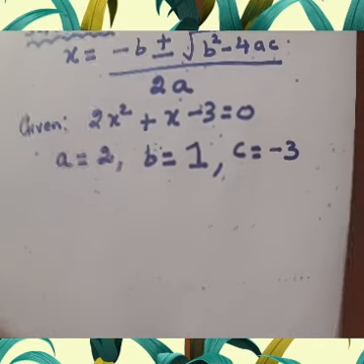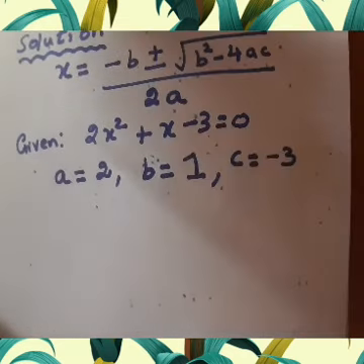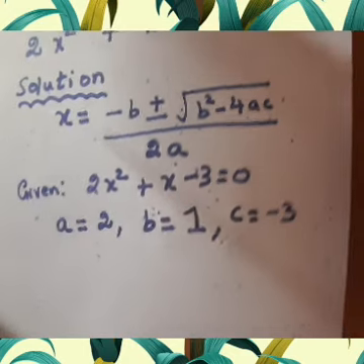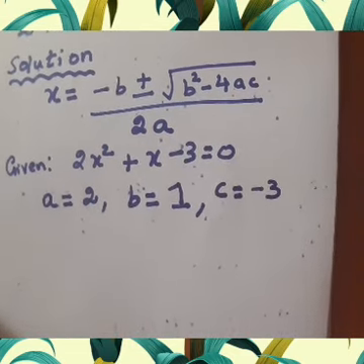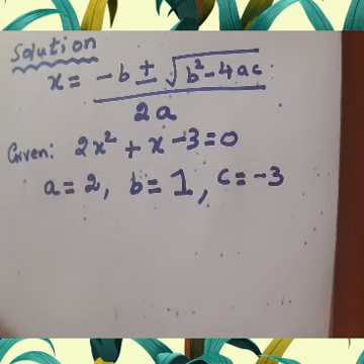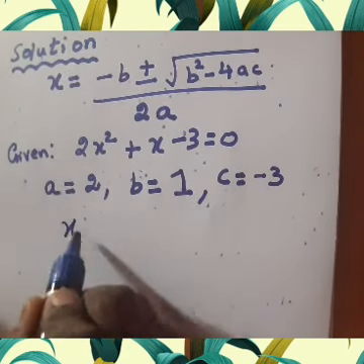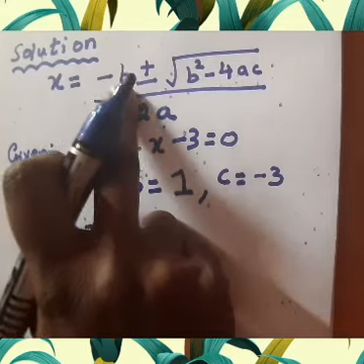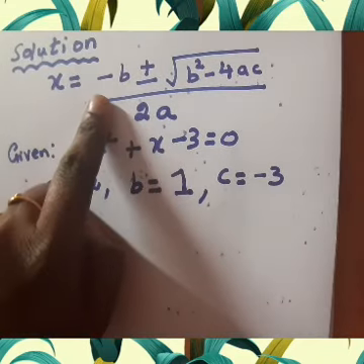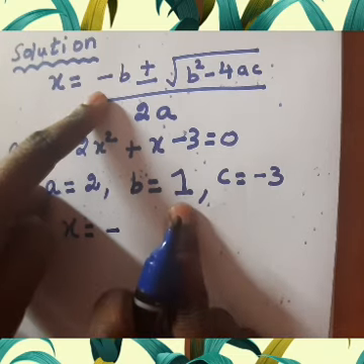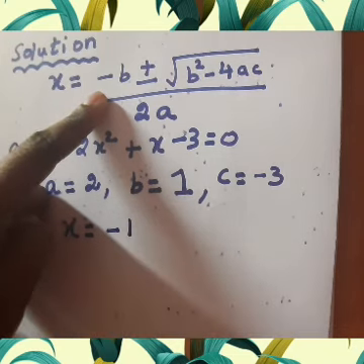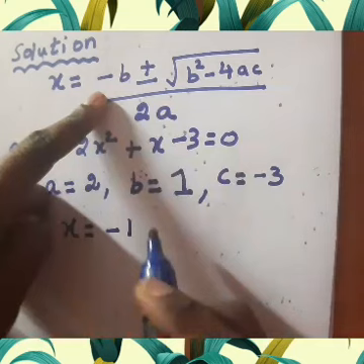Okay, students, now what we are going to do is very simple. We are just going to substitute in the formula. So pay attention, students. x is equal to minus b. The formula is x is equal to negative b, so you have to put the negative sign. What is b actually here? 1.